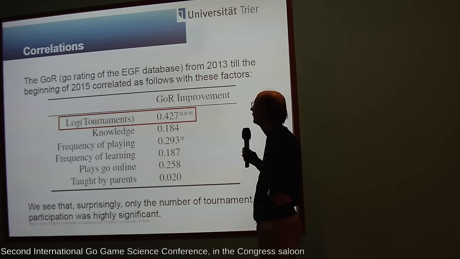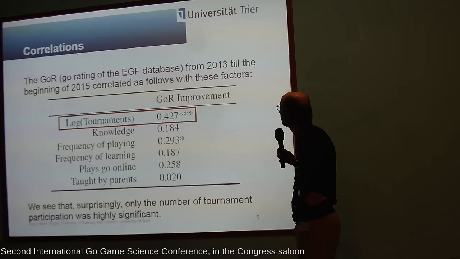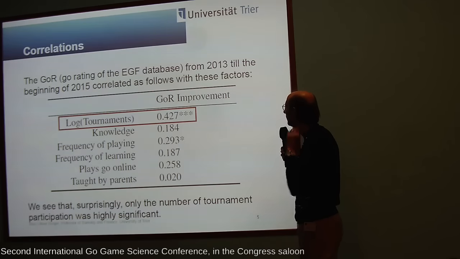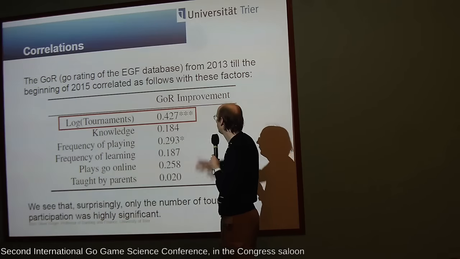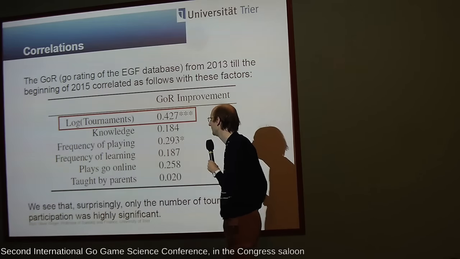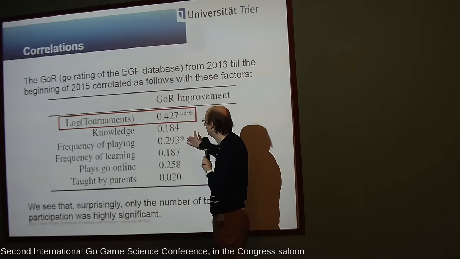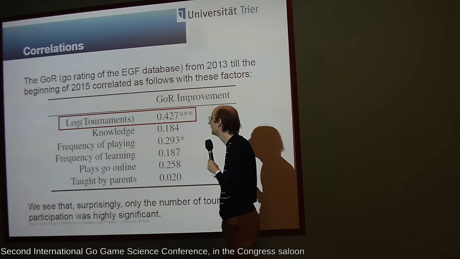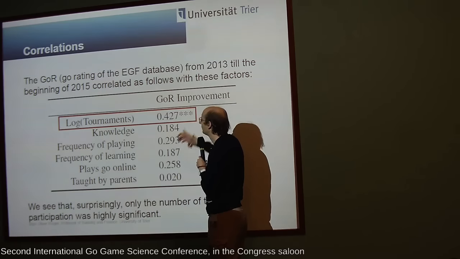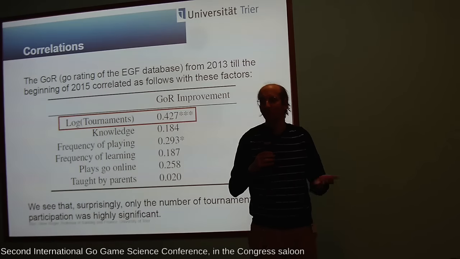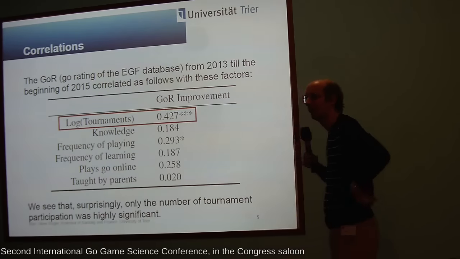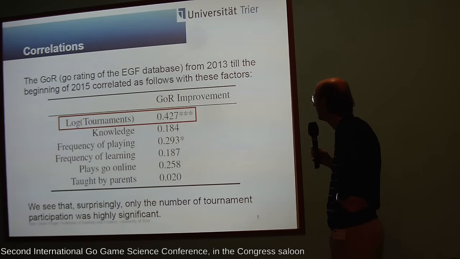So if you look at the Go rating improvement from 2013 to the beginning of 2015, and just look at the correlation with these various variables, then you see that there are actually two that are statistically significant, namely the frequency of playing, but only at a 10% level, that's marked by one star. But highly significant was the number of tournaments. Well, we took the logarithm of that because obviously that was not normally distributed, but was highly skewed.